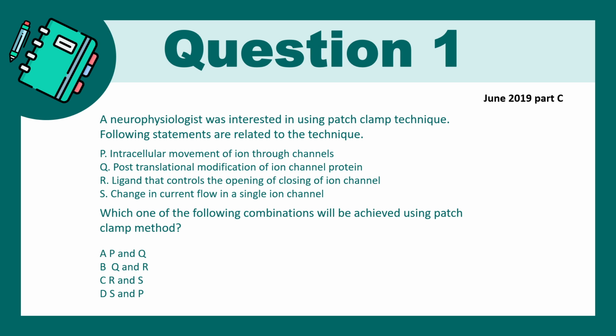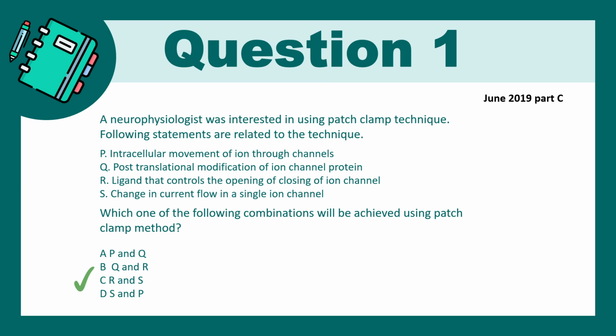So the correct answer will be option C, R and S. The ligand that controls opening and closing of an ion channel, we can simply understand from this video. We can use those configurations, inside out and outside out, right? Specifically, if you want to understand a ligand, outside out would be the best method, because the outside of the channel is now outside of the pipette.